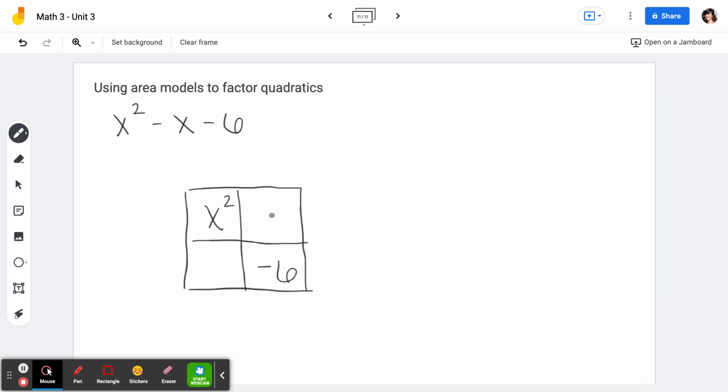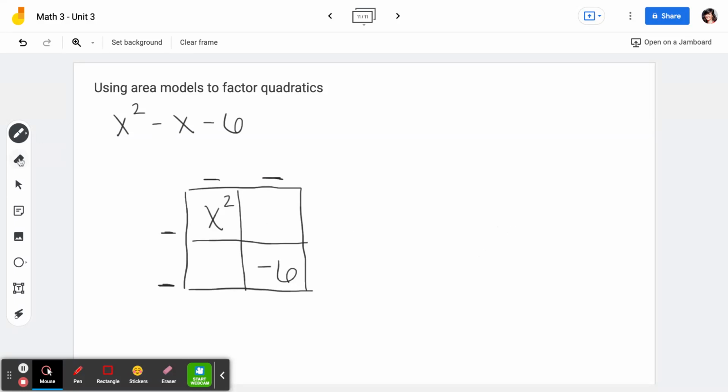We don't know for sure what goes in these two on the diagonal, but we do know that they're going to add up to negative x. So they're going to be like terms. They're each going to have an x, and when we add them, we'll get negative x. So now we work backwards. We think to ourselves, what could go out here? What could go here and here that multiplies to x squared? What could go here and here that multiplies to negative 6?